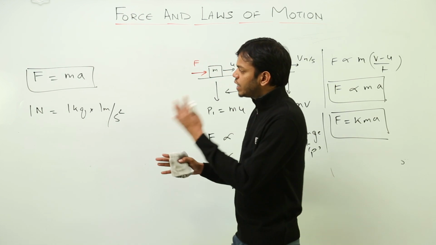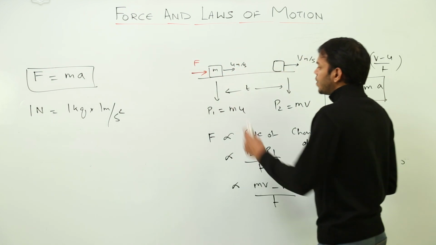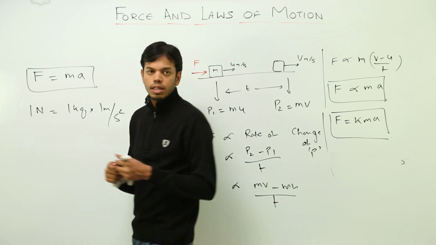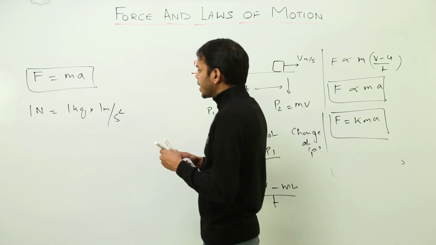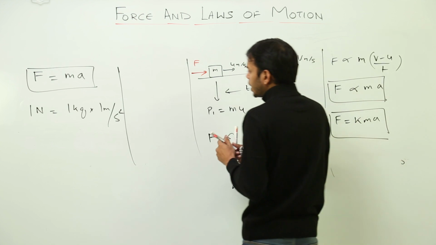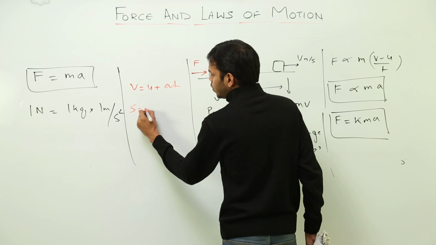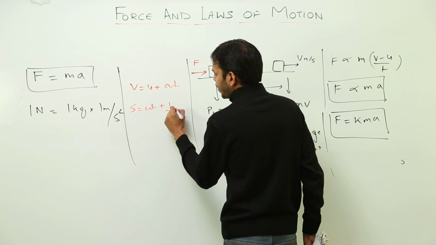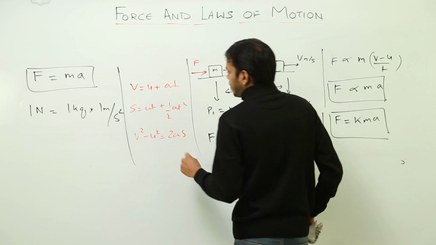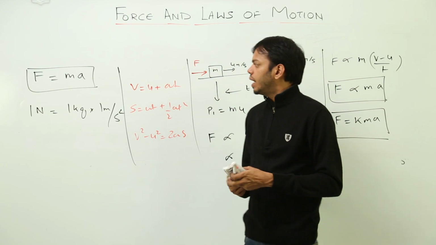So anyway, you can derive or formulate this expression. This is the formula: force is equal to mass into acceleration. Now we have the cause of acceleration, because up till this point we had those equations: v equals u plus at, s equals ut plus half at square, v square minus u square is equal to 2as. Up till this point we had the equations of motion but never had the cause.